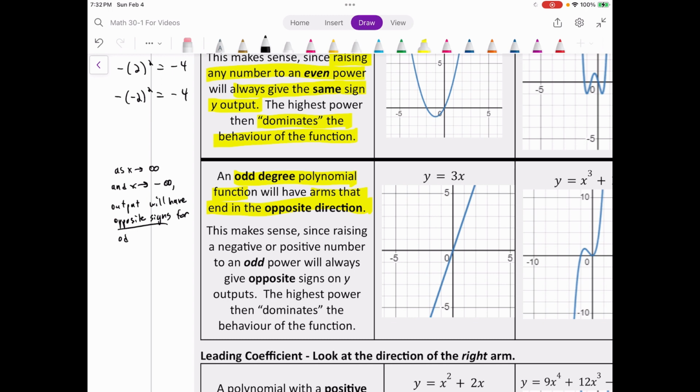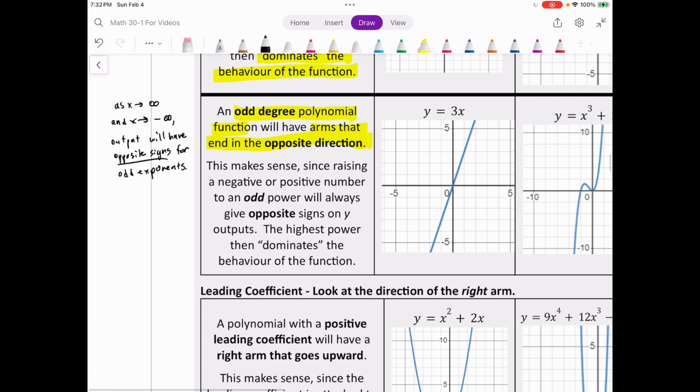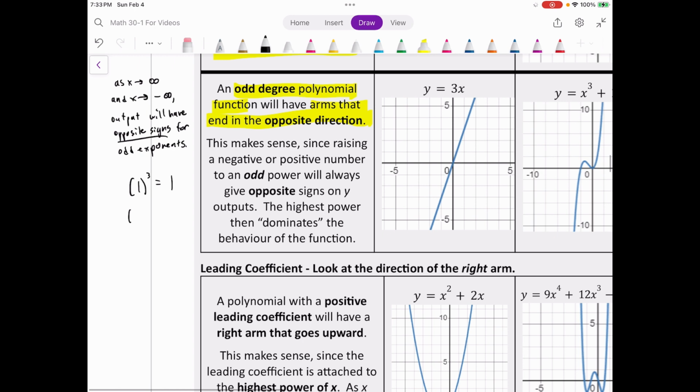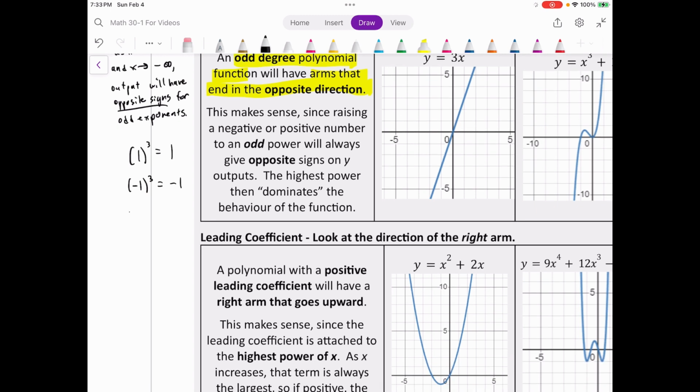for an odd exponent. Don't believe me? Let's check, right? For example, let's just use cubed, because that's probably the easiest one to think about. If I cube positive 1, I get positive 1, because 1 times 1 is 1, times 1 is 1, right? But what if I cube negative 1? Well, negative 1 times negative 1 is positive 1, but then positive 1 times another negative 1, right, cubed, gets me back to negative 1. If I take a negative number and raise it to an odd power, I get a negative answer. If I take a positive number and raise it to an odd power, I get a positive answer, right?